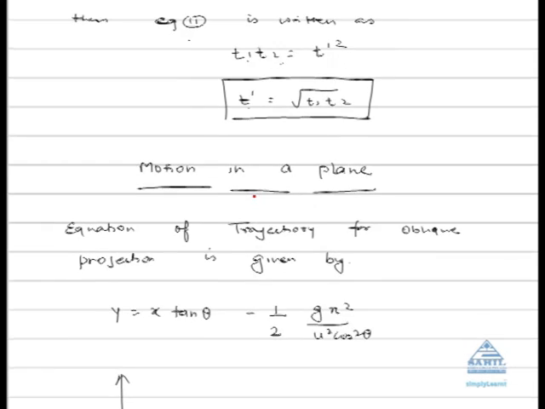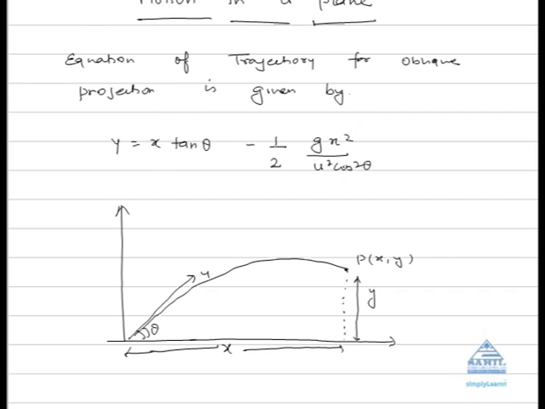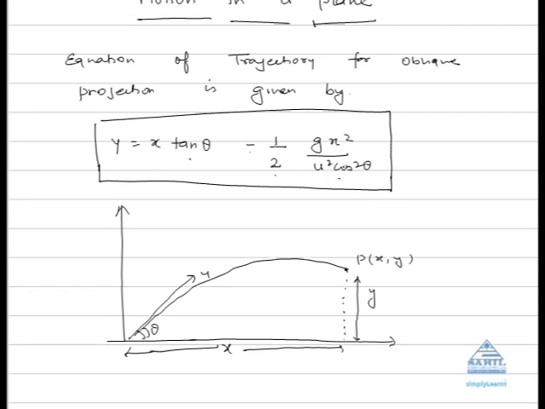Now we come to the second part, motion in a plane, that is motion in 2 dimensions. In this condition, we have the very familiar equation of trajectory, which is given by y is equal to x tan theta minus half gx square upon u square cos square theta. This trajectory represents the equation of a particle when it is projected from the ground at any angle theta. It is parabolic, because the equation is quadratic in x, and the path of the projectile is parabolic also.